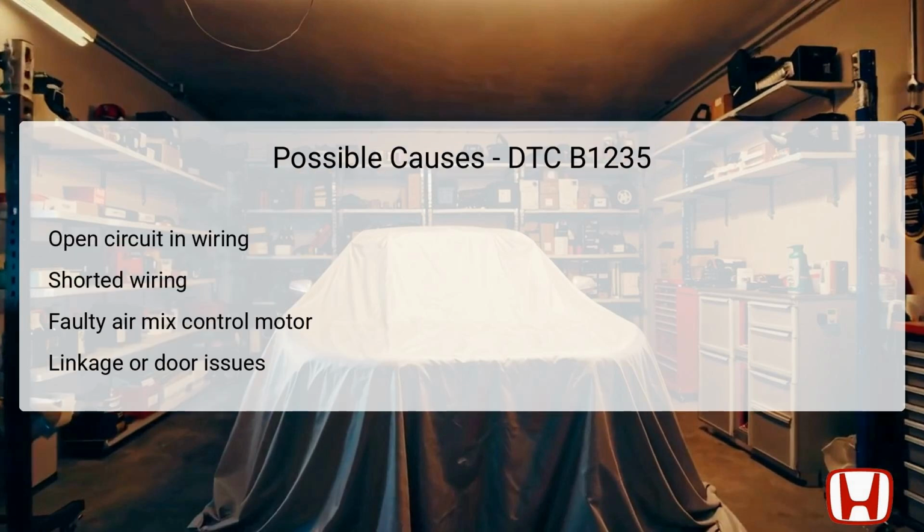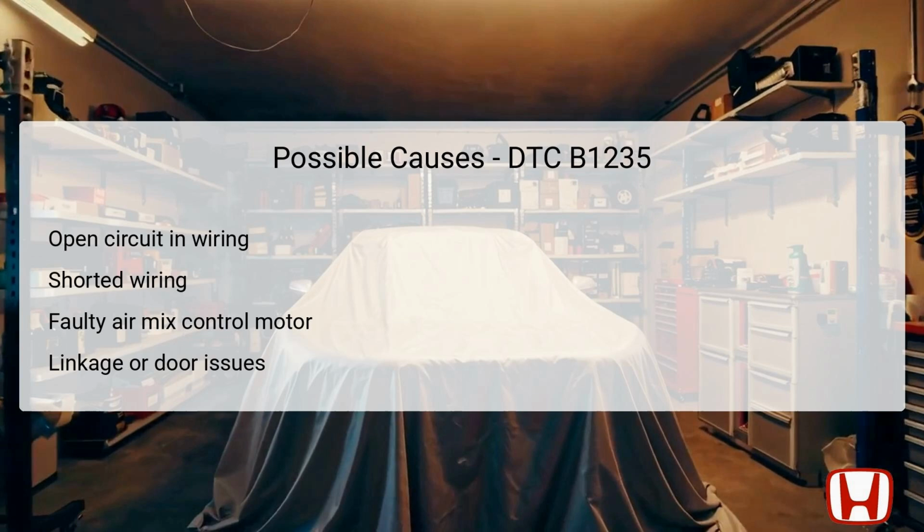Several potential causes could lead to the DTC B1235 being triggered. Firstly, there can be an open circuit in the wiring that leads to or from the air mix control motor, disrupting proper functionality. Shorted wiring is another possibility, which can cause unintended grounding and lead to system failures. Additionally, the air mix control motor itself could be faulty, failing to respond or operate as intended.